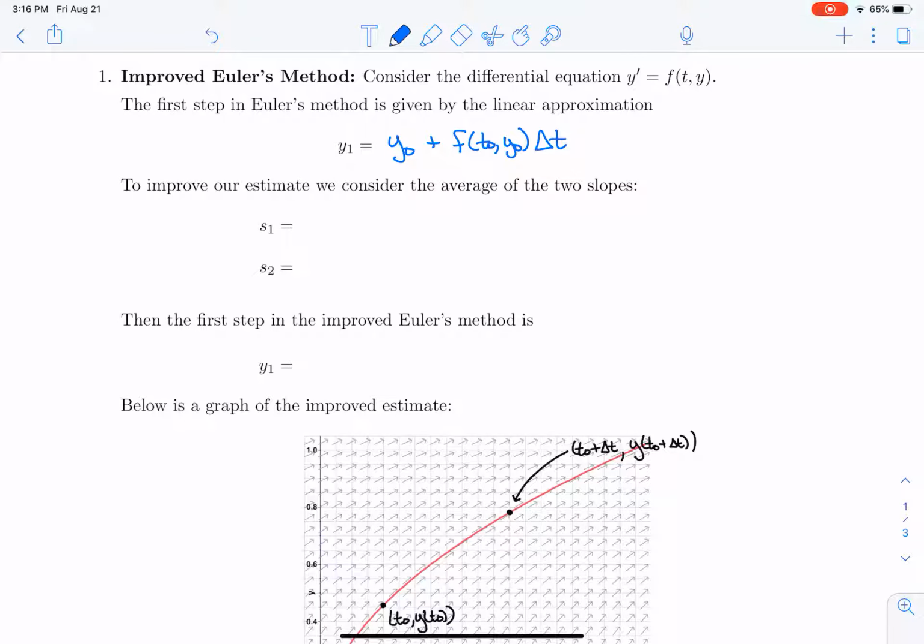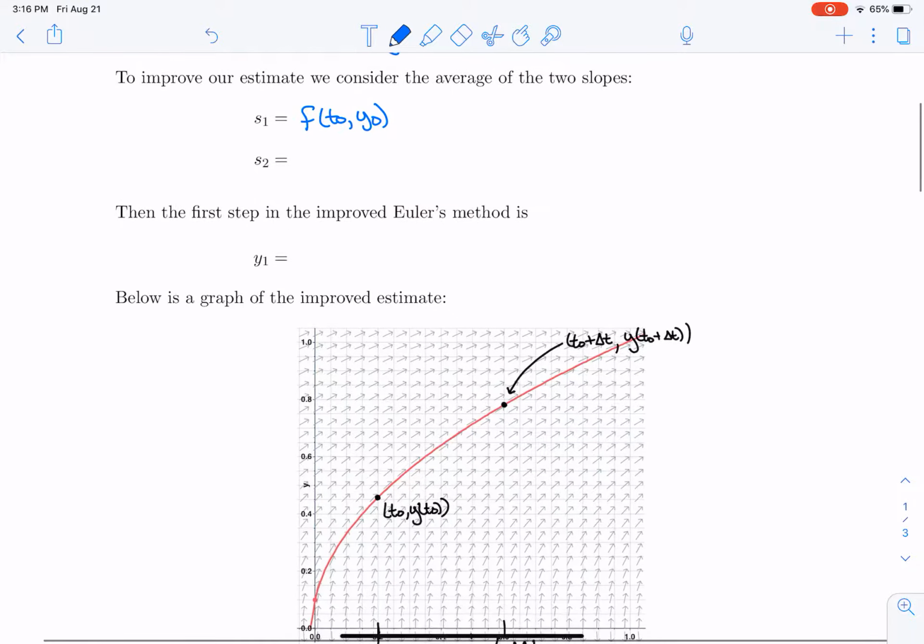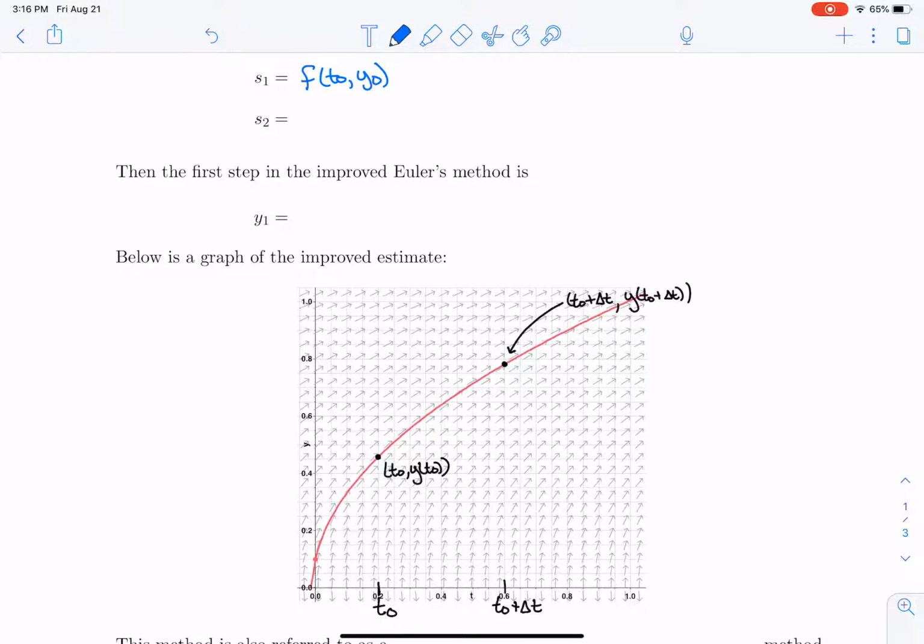So that first slope will still be f of t0, y0. And so if I look at this plot below, Euler's method was saying we should follow the slope of the tangent line to delta t, noticing that we're going to incur an error, that we're going to overshoot our solution to the differential equation by the time we get to t0 plus delta t.